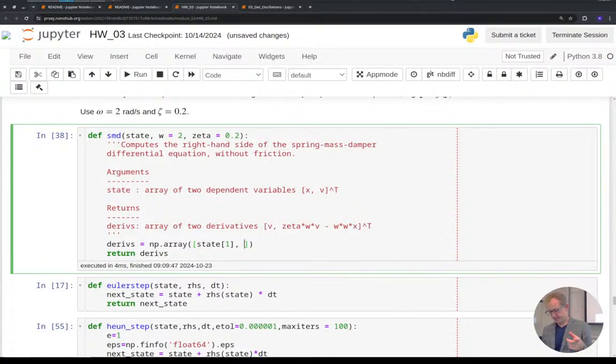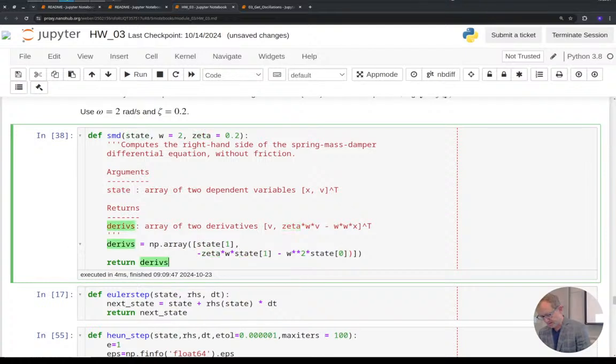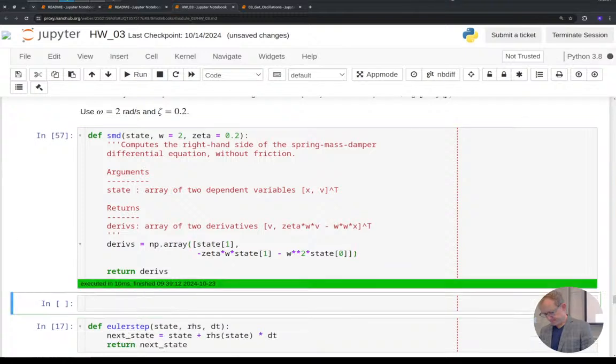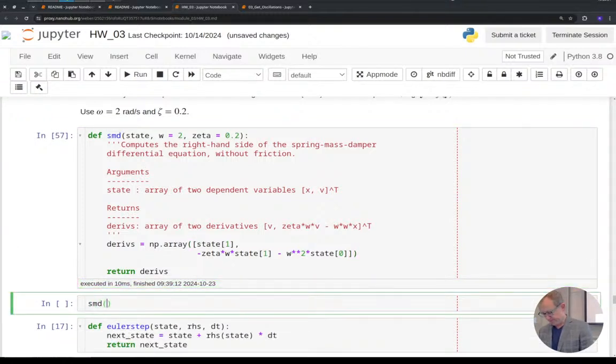It's going to be that function of zeta. Yeah. Anytime you see v for velocity, it's going to be state 1. Yep. Anytime you see x, it's going to be state 0. So it's the same function above, just replacing v. And if we want, we can do 2 lines. So this is my SMD. Oh, too many parentheses. There we go. And again, I always check it.